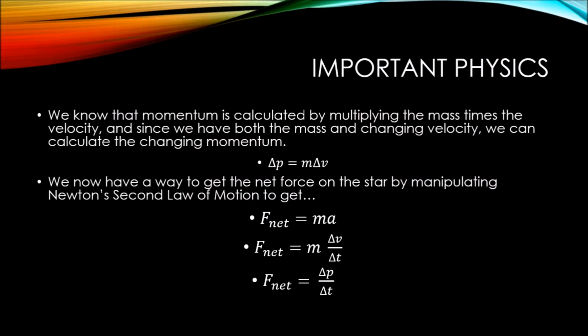And how we do this is by manipulating Newton's second law by starting with force equals mass times acceleration. We break down acceleration into its components of delta v over delta t. Now we have the equation F net equals mass times delta v over delta t. Previously, we just found that mass times delta v is equal to the change in momentum. So we substitute this value of the change in momentum in for delta v times the mass to get the final equation F net equals delta p over delta t.